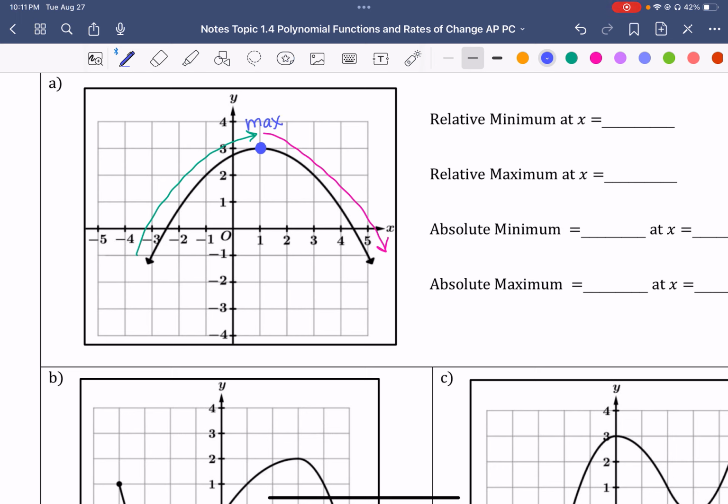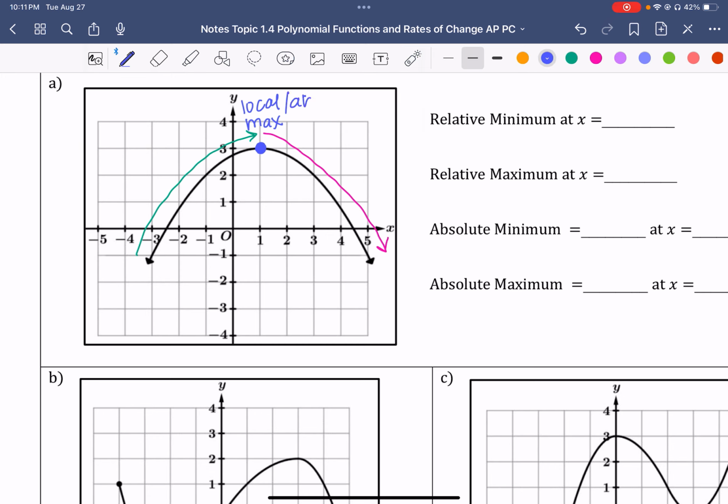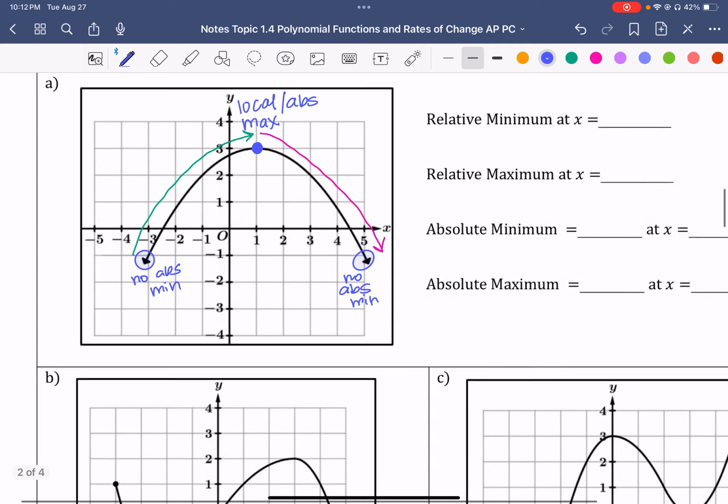Now remember that all minimums and maximums are going to be considered local. But if you look at this graph, there's nothing else above this, so it's not only local, but it's also going to be absolute. Okay? And then I see two arrows pointing down, which means that I'm going to write next to that, there is no absolute minimum. No absolute minimum, okay?